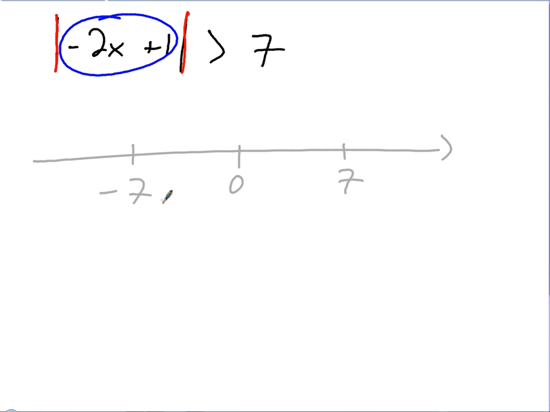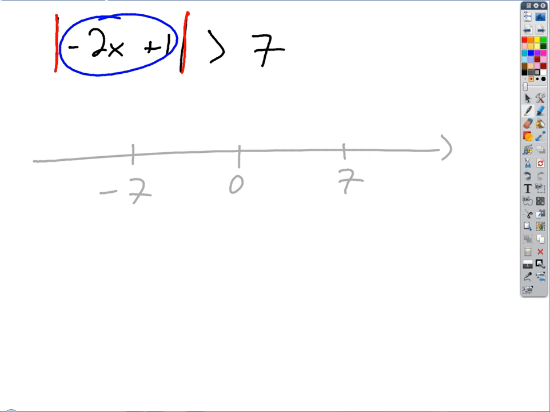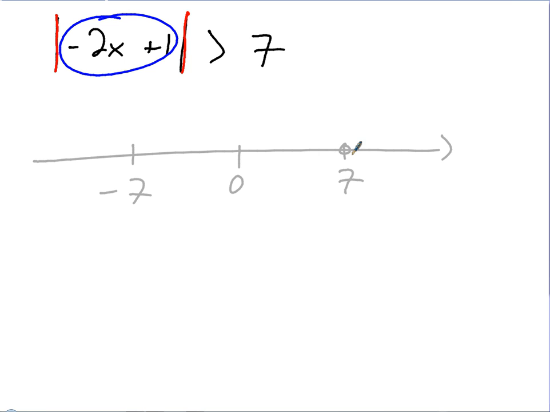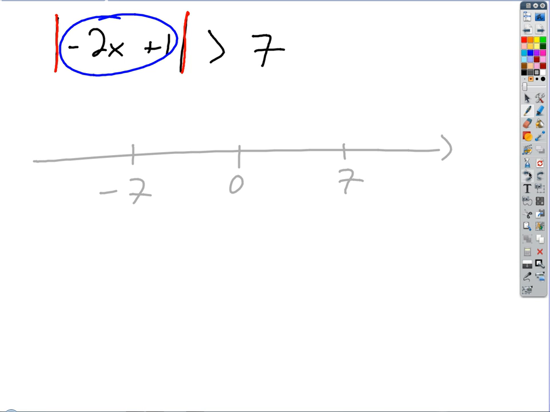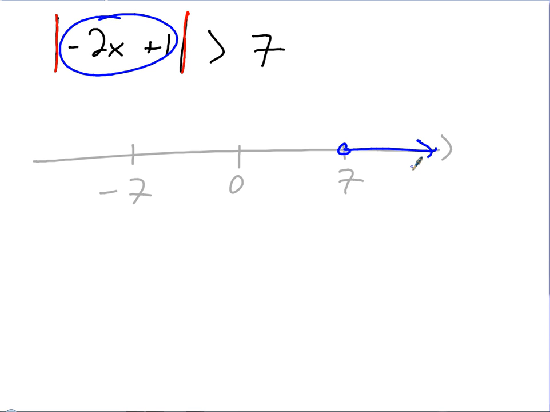If I put in 1,000, that would work, wouldn't it? Isn't the absolute value of 1,000 greater than 7? Absolute value of 10 is greater than 7, right? But the absolute value of 5 is not greater than 7, is it? Right? So we know that this is an OR inequality, so here's one of our ORs. It's going to push out in that direction, right?